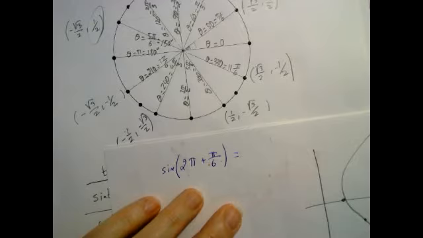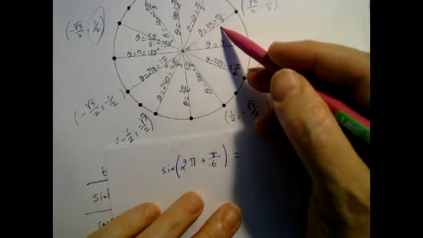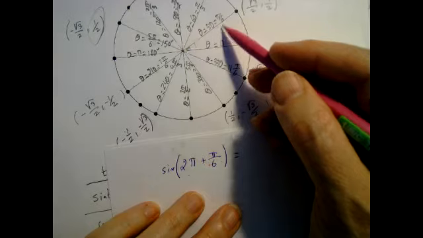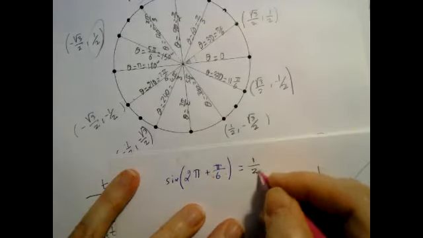Do we have to think very hard? I'm listening. 2 pi is 360. If you add pi over 6 to it, what's going to be the sine? It's going to be exactly 1/2.